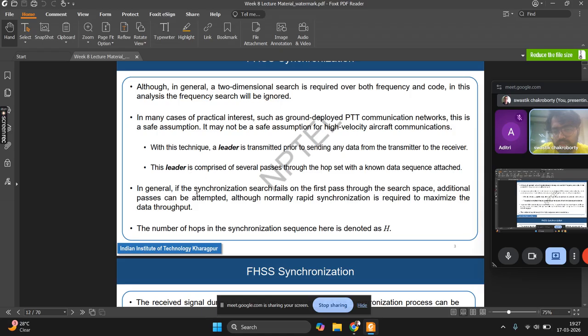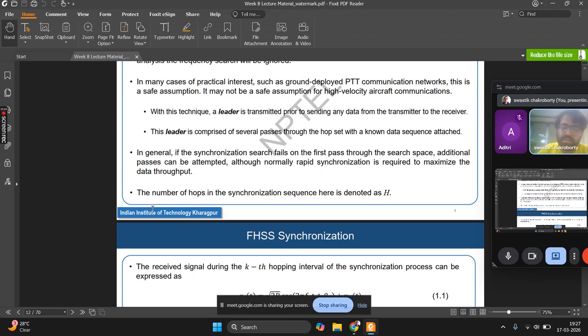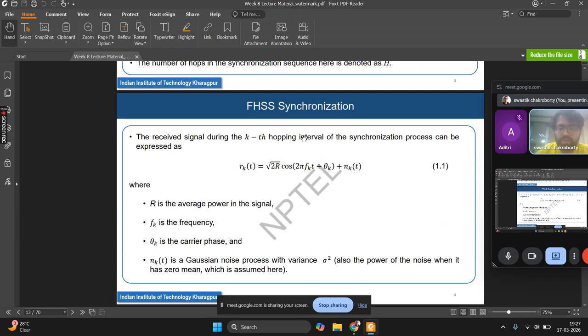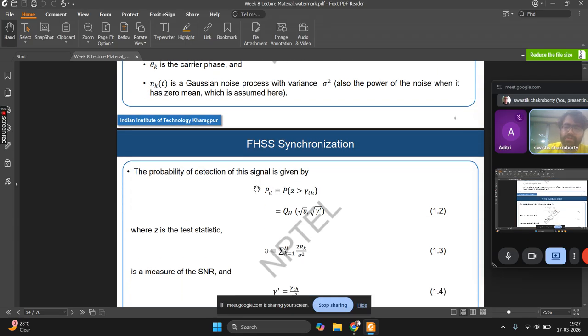If the synchronization search fails on the first pass through the search phase, additional passes can be attempted. So basically we will hop through multiple frequencies till we finally arrive at the frequency. The number of hops in the synchronization sequence here is denoted by h. The received signal during the kth hopping interval of the synchronization process can be described by fk, where fk is the kth hop frequency, theta k is the carrier phase, and r is the average power.